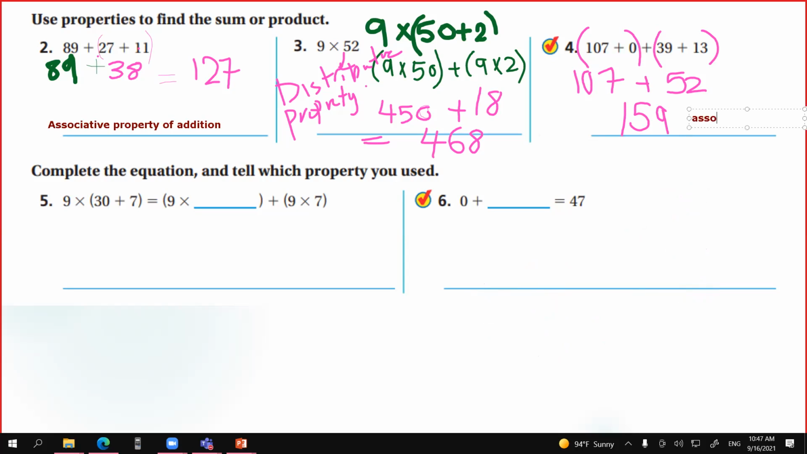The first one we use is associative, and what also? What's the second one? Bravo, identity. What's your name? Unada? God bless you, Unada. So here we use two properties, associative and identity. Now, number five here.